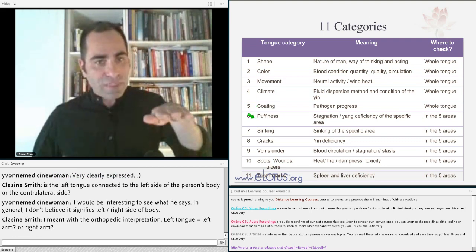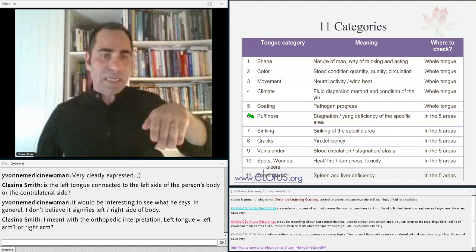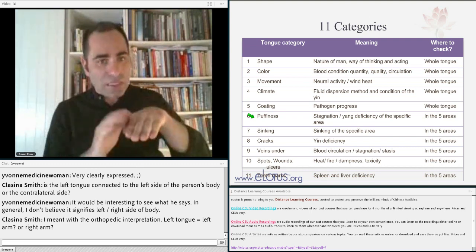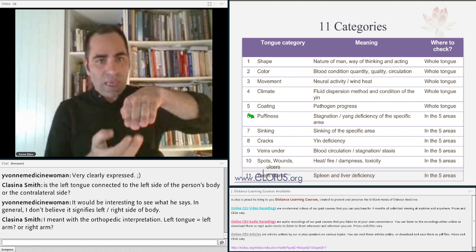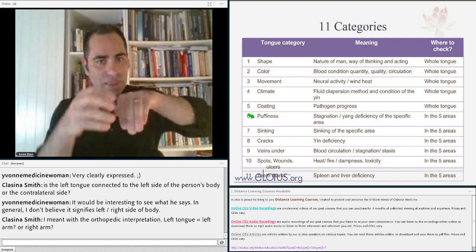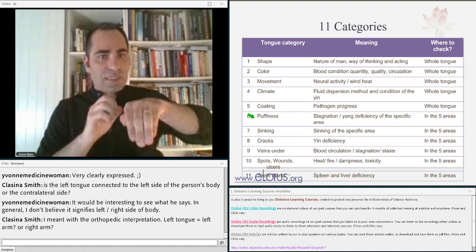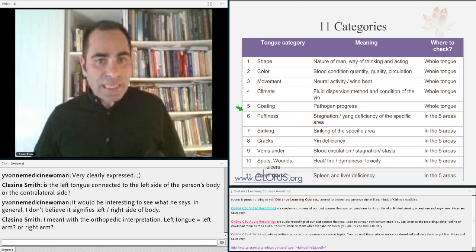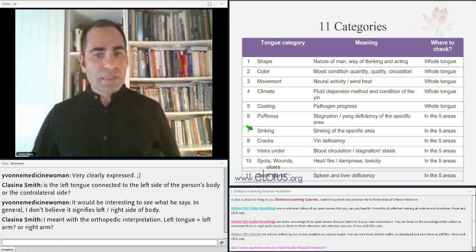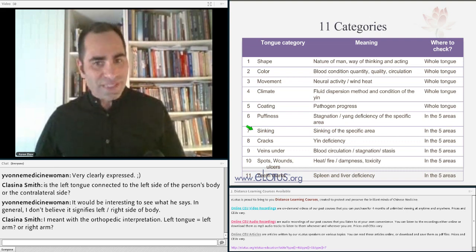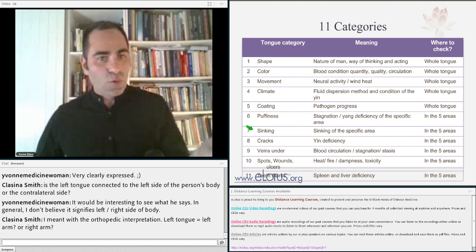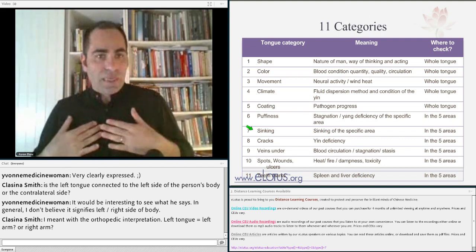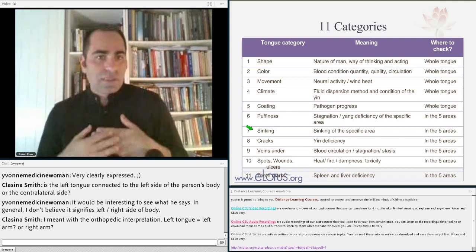We have puffiness. Puffiness means that basically there is some kind of stagnation. Again, it can be on the whole tongue or on a specific area. If this is the tongue, and I see it just in the middle part, in the spleen or stomach area, there's a stagnation, so I will ask directly about that aspect. The sinking category means that there's weakness of the organ system. A specific area can be weak. If it is in the lung area, for example, just imagine the area of the lungs or chest is sinking. So it's like the person is like this.